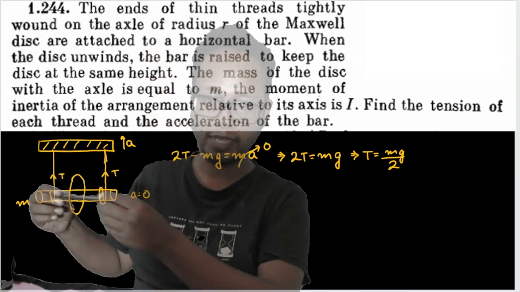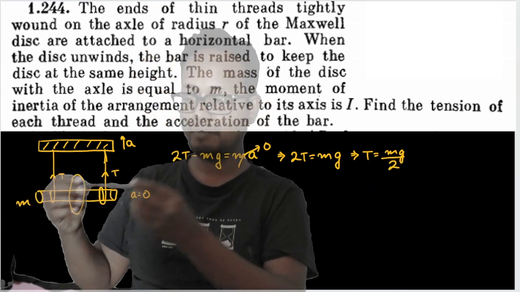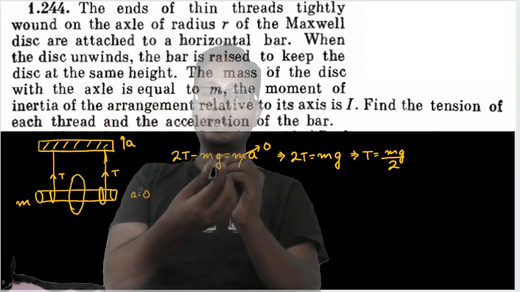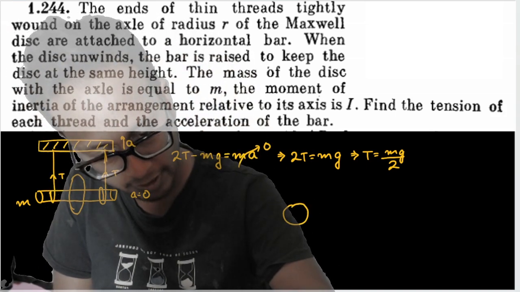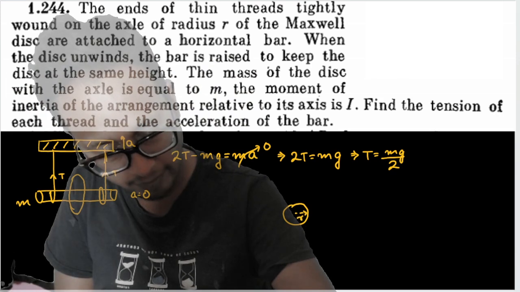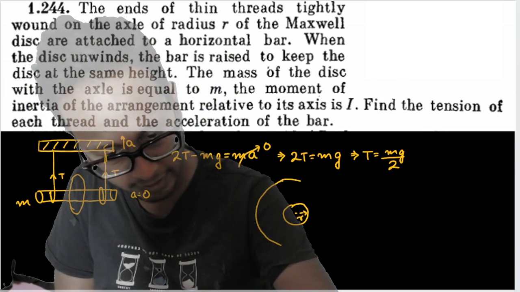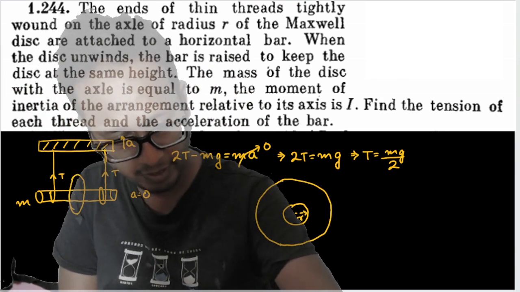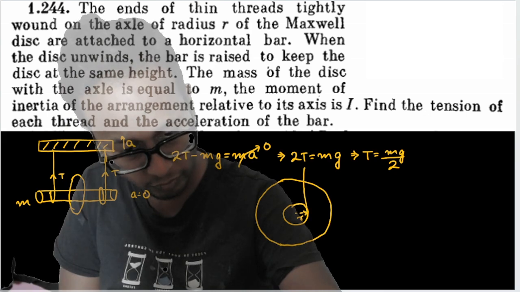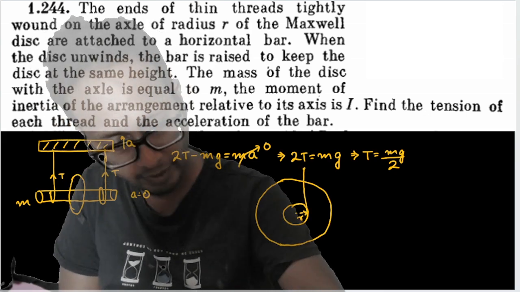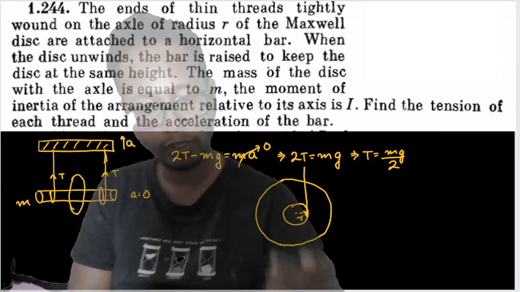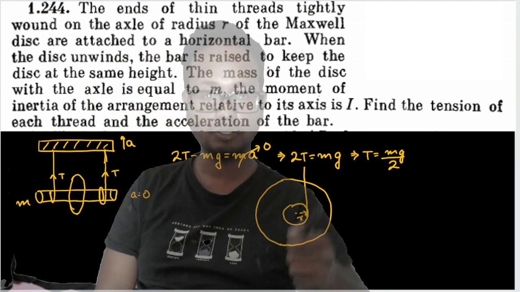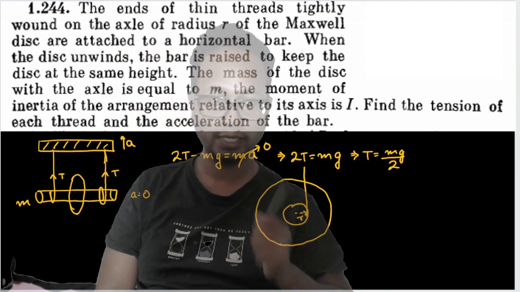Now if I rotate this Maxwell disk, I'm seeing the Maxwell disk from this view. So let me draw the disk. It is a smaller cylinder, let's say of radius r, and the center is a larger cylinder of some other radius capital R. And the string is wrapped along the cylindrical rod, that means along this r on both sides. On the back side also it will be wrapped like this, on the front side also it will be wrapped like this.